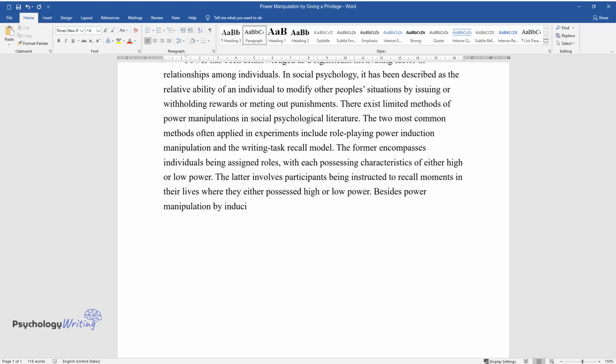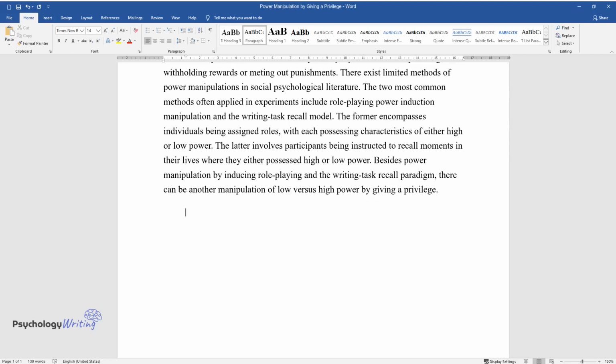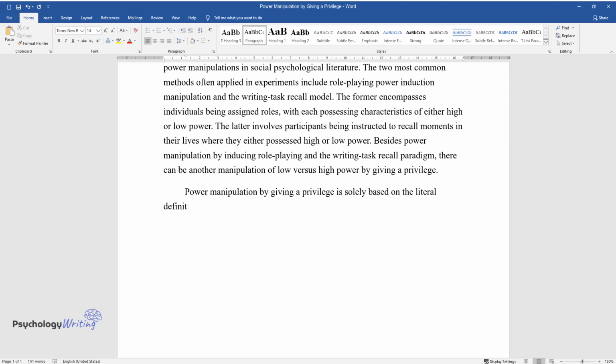Besides power manipulation by inducing role-playing and the writing task recall paradigm, there can be another manipulation of low versus high power by giving a privilege. Power manipulation by giving a privilege is solely based on the literal definition of power being in control over resources.